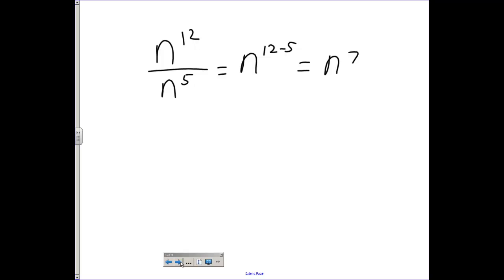Well, what if it was the other way around? What if it was n to the 5th power over n to the 12th power? Well, we would have n to the 5 minus 12, which would give us n to the negative 7th.